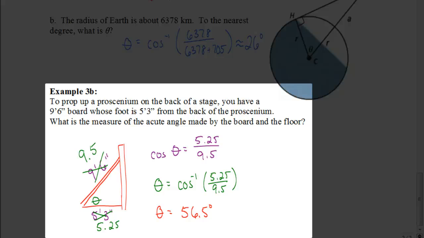You should have gotten 56.5 degrees. The way that you do that is you set this up saying the cosine of theta is equal to the adjacent leg over the hypotenuse, so 5.25 over 9.5. Take the inverse cosine of that ratio to find the measure of the angle, and you get 56.5 degrees.